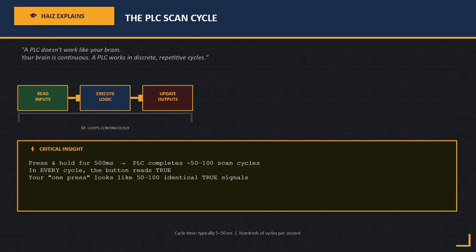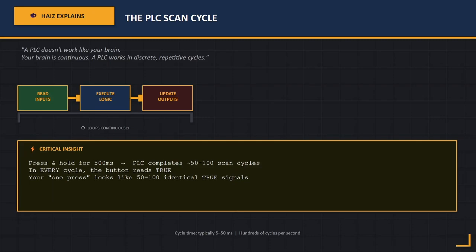Phase 1, read input. The PLC takes a snapshot of every input in the system, every button, every sensor, every signal. It stores those values in memory. That snapshot is frozen for the rest of the cycle. Phase 2, execute logic. The PLC runs your program, top to bottom, left to right, every rung, every instruction, using only the frozen snapshot from phase 1.